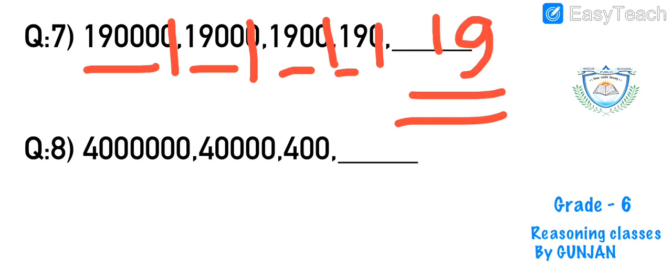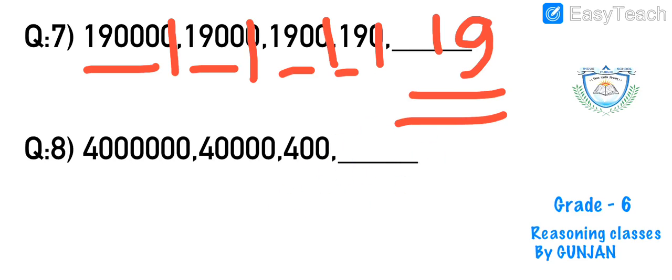Let's try out the next one. Oh, so many zeros in the next question. 1, 2, 3, 4, 5, 6. What is this? 40 lakh. What is this? 40,000. What is this? Only 400. Oh my god. So what will be our answer?